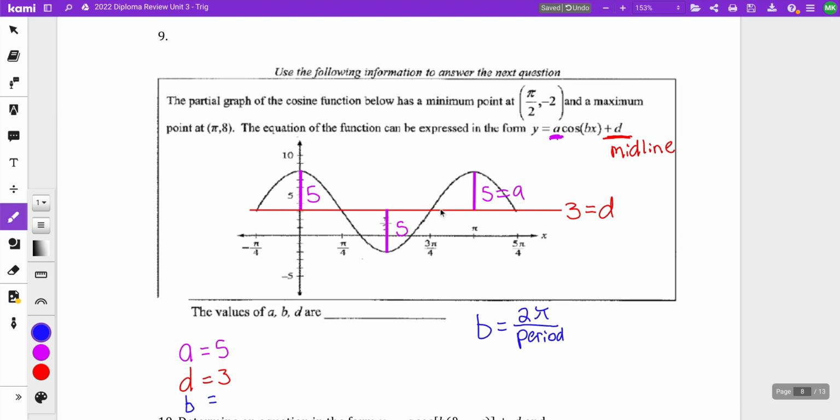Figure out the period. Probably the best thing you can do for period is figure out where the y-intercept is. Right here. And then figure out when that moment repeats itself. So I go down, I go up, and then I hit that same level up there. My period is this distance.